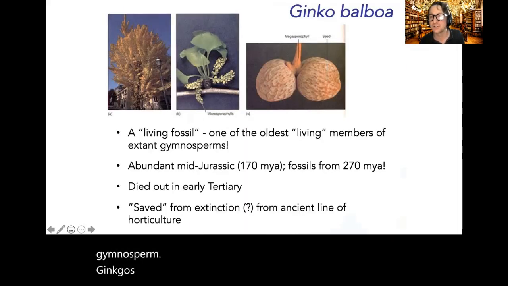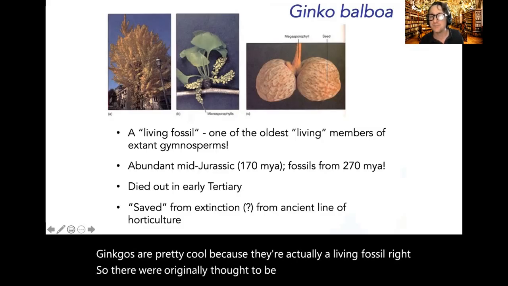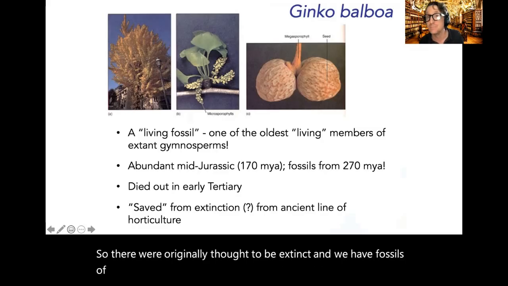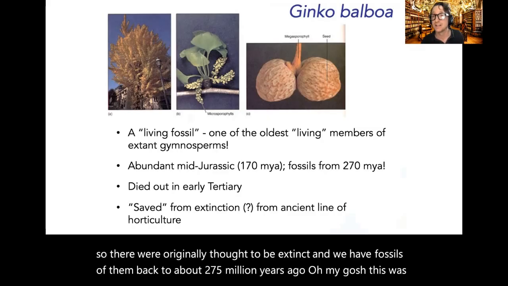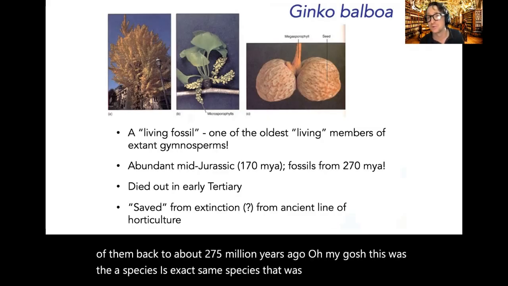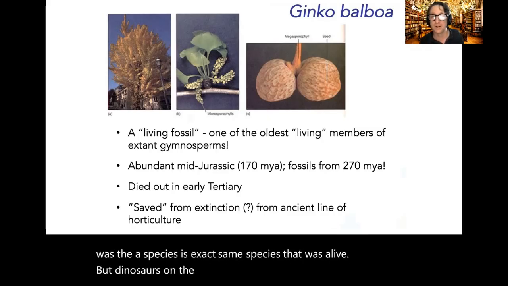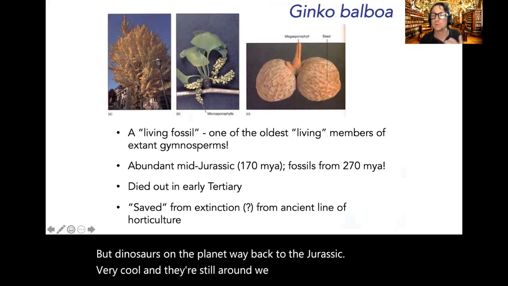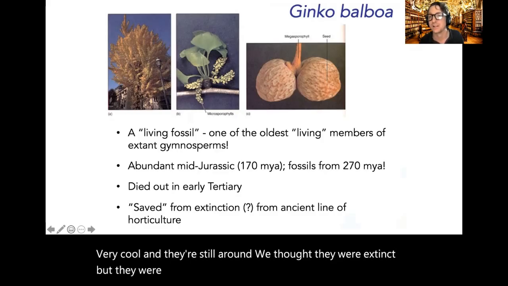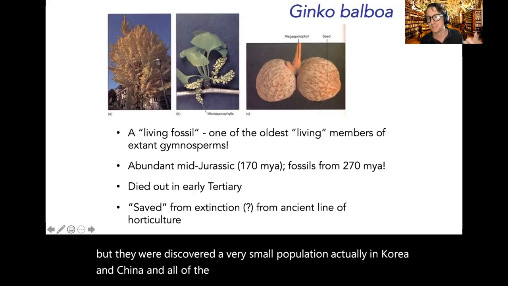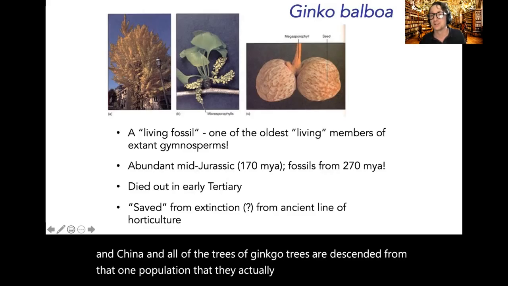Ginkgos are pretty cool because they're actually a living fossil, right? They were originally thought to be extinct. And we have fossils of them back to about 275 million years ago. Oh my gosh, this was the exact same species that was alive with dinosaurs on the planet, okay? Way back to the Jurassic. Very cool, and they're still around. We thought they were extinct, but a very small population was discovered in Korea and China. And all of the ginkgo trees are descended from that one population that they rediscovered.